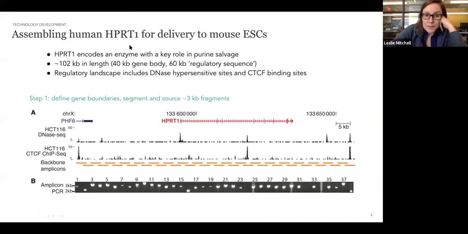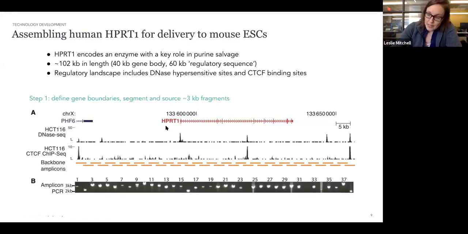And so we picked HPRT. If you're familiar with that gene, it's selectable and counter-selectable, but it's an enzyme that has a key role in purine salvage. We looked at the gene and arbitrarily decided that it was 102 kb in length, looking at some of the regions of CTCF binding sites and other regulatory elements that might be important. We chose to call the gene boundaries 60 kb of the gene and then 40 kb up and downstream.